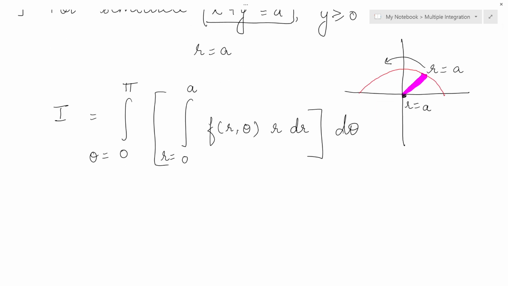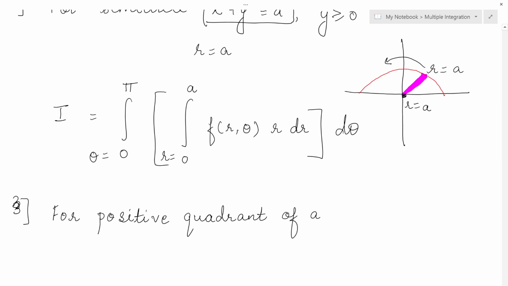Let us try for a positive quadrant of a circle. Now what you do, students, pause the video and do it on your own. Find the limits for a positive quadrant of a circle and then come back and check whether what you're doing is correct or no. If whatever you're doing is correct, that means you are on the track and you're understanding what is going on.